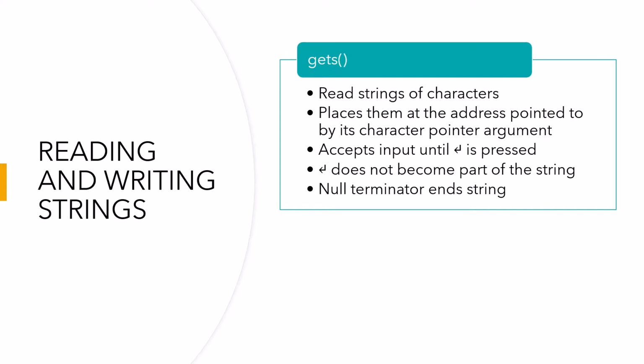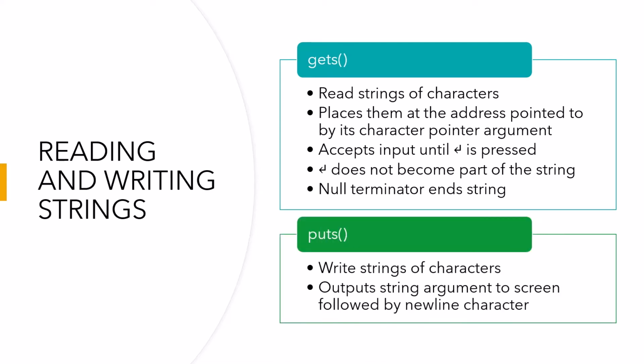Now we have looked at gets, we have written our own version of it, and we also know that it's deprecated, but it's important to understand the inner workings of gets. Its complement is puts. It writes strings of characters, outputs string arguments to screen, followed by a newline character. So every time puts finishes execution, we will see the cursor on a new line. Right? And we'll see a demonstration of both of these shortly, but first let's take a look at the prototype.